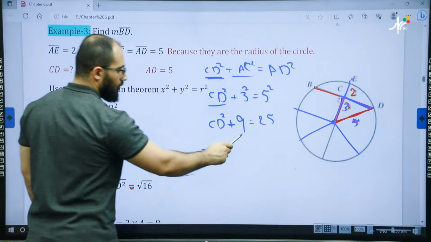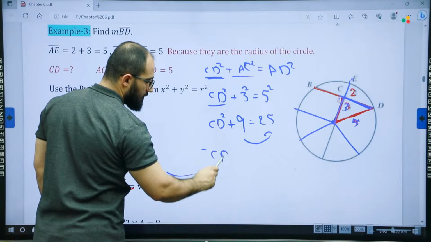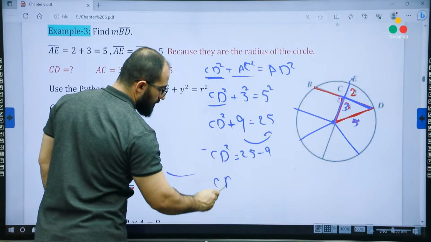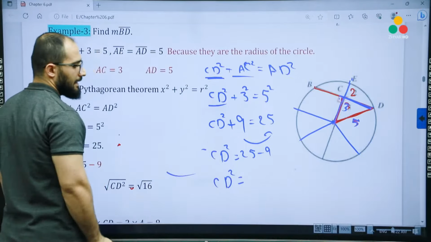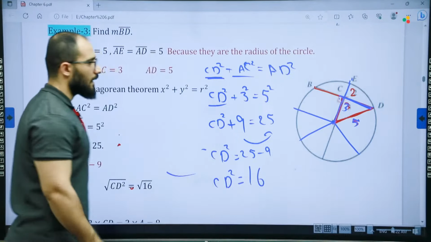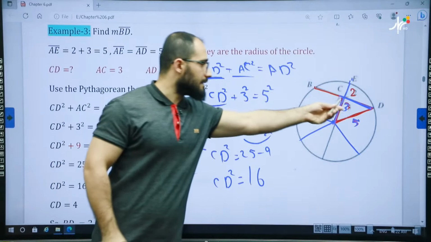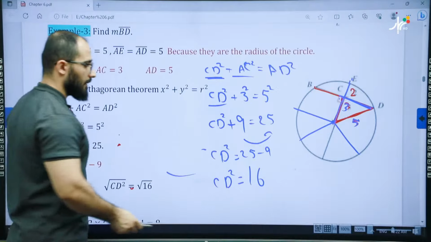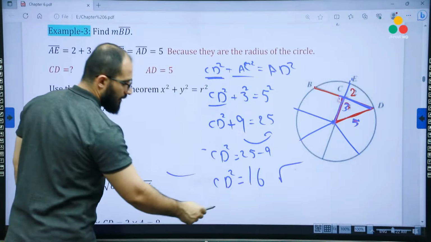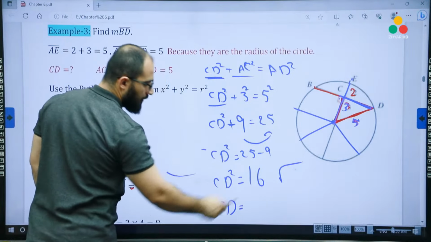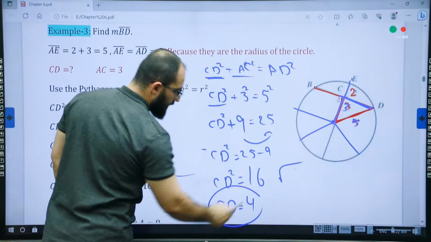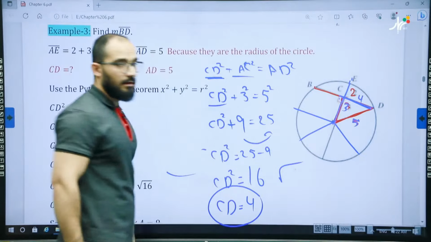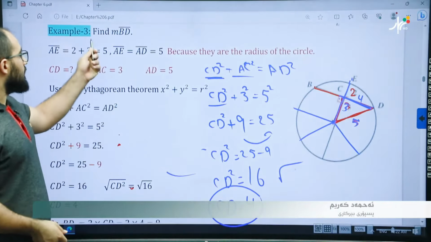To find CD, move 9 to the other side. CD squared is equal to 25 minus 9. Then CD squared, 25 minus 9, is equal to 16. We want to find CD, but we have CD squared. How can we get rid of the square? By using square root. So CD is equal to the square root of 16, which is 4. CD is 4. But what is the question?